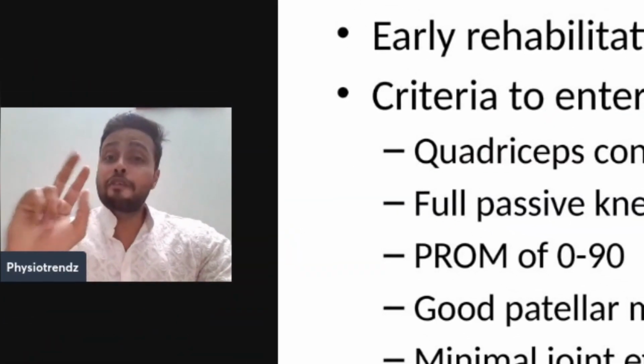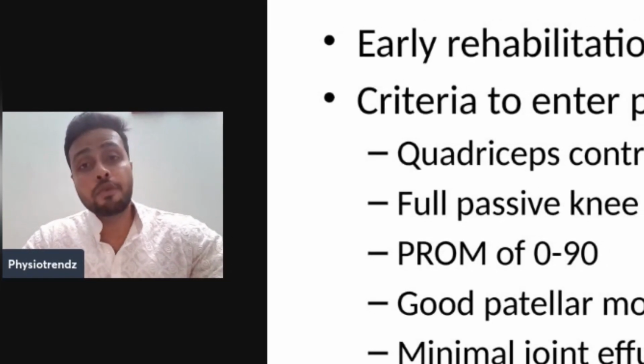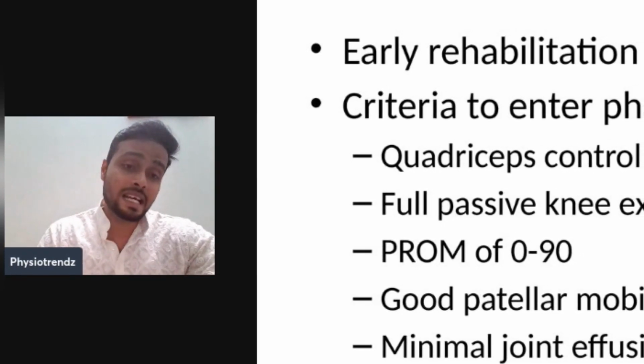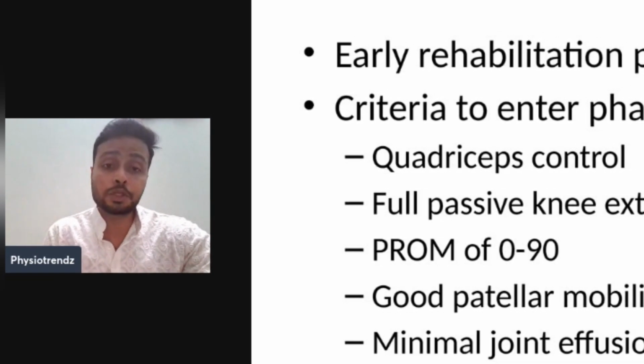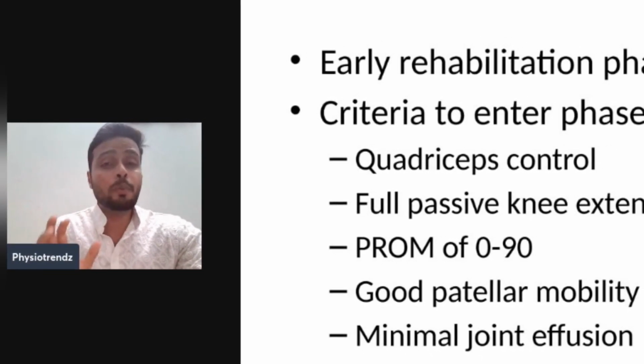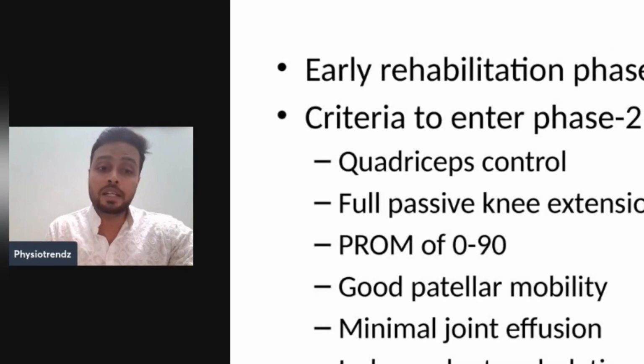Now talking about phase 2. Phase 2, early rehabilitation phase, which is week 2 to week 4. But before entering phase 2, we should cover all the criteria. And the criteria are that first, quadriceps control has to be there, which means that patients should be able to maintain knee extension under full individual, independent control.